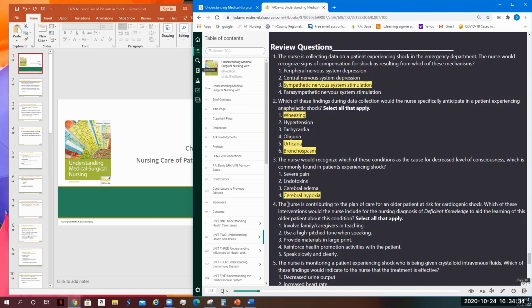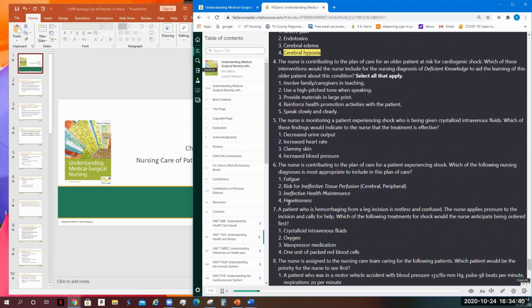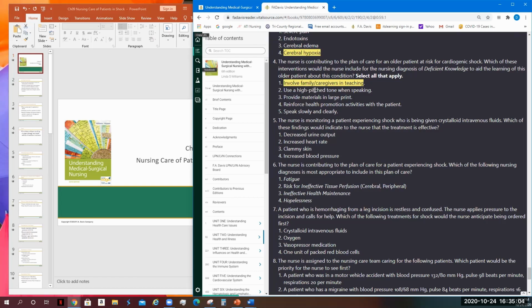Number 4, the nurse is contributing to the plan of care for an older adult at risk of cardiogenic shock. Which of these interventions would the nurse include for the nursing diagnosis of deficient knowledge to aid the learning of this older patient about this condition? Number 1, involve the family/caregivers in teaching. That's a brilliant idea. Let's do that. Number 2, use a high-pitched tone when speaking. Don't think so. 3, provide materials in large print. That sounds fantastic. So definitely want to do that if we can.